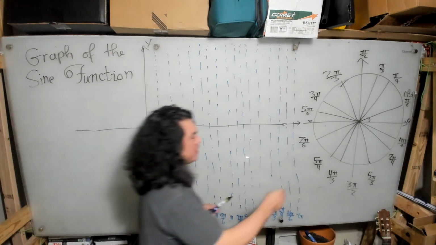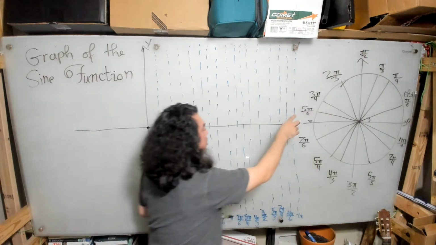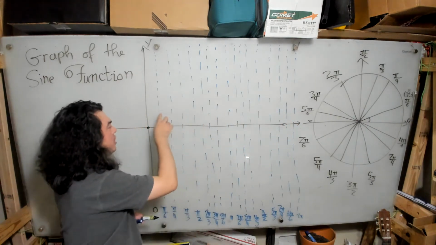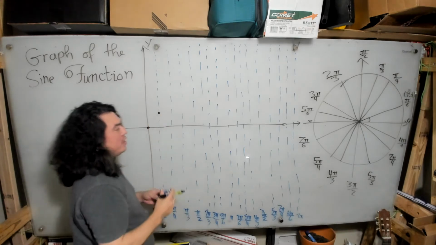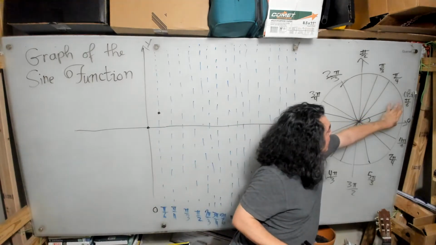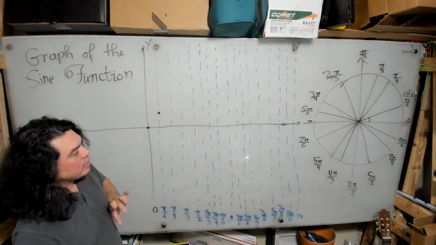At pi over 6, look here. We already agreed that the y value is 1/2, but here we can just look at it visually, and it's right there, you see? What I want you to see here is how I'm taking this height and transferring it over here, like this.